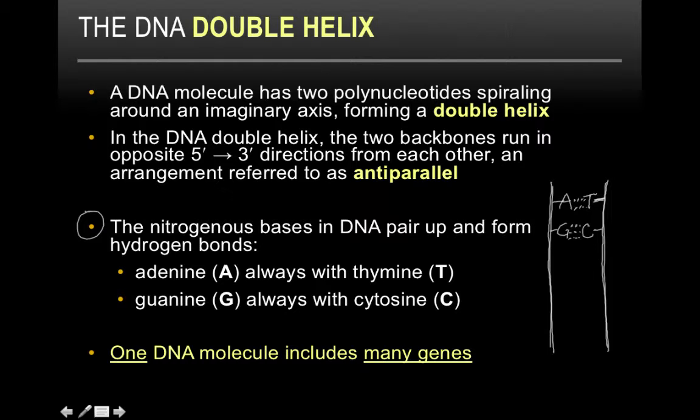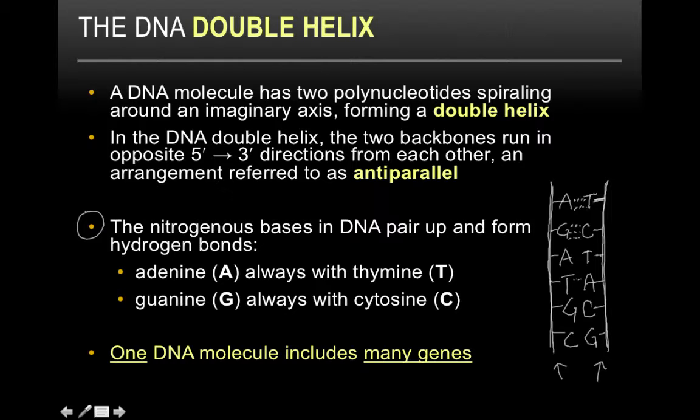Double because it has two strands of nucleotides, and helix because it coils around on itself in a right-handed twist or a right-handed helix. If you know the sequence of one DNA strand, you automatically know the sequence of its complementary DNA strand because of these base pairing rules we just discussed.